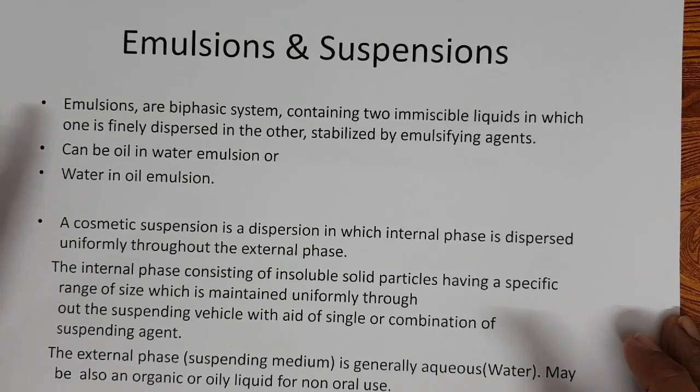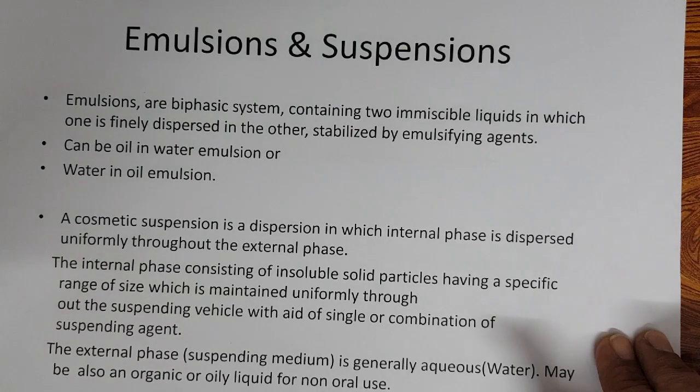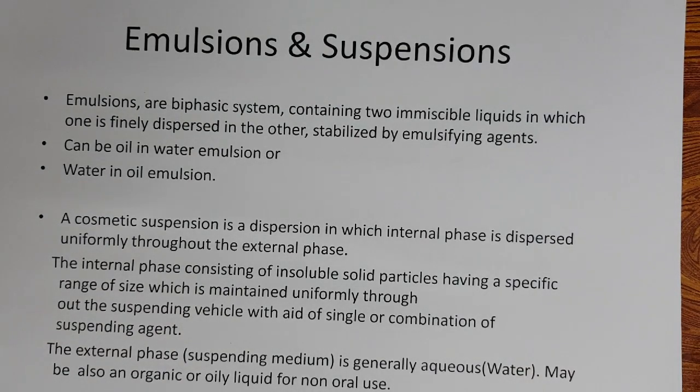The product forms: emulsions and suspensions. Emulsions are biphasic forms, right? Emulsions are biphasic systems. Usually emulsions contain oil and water. Oil and water are not soluble, so that is why they are biphasic. So emulsions are biphasic systems.